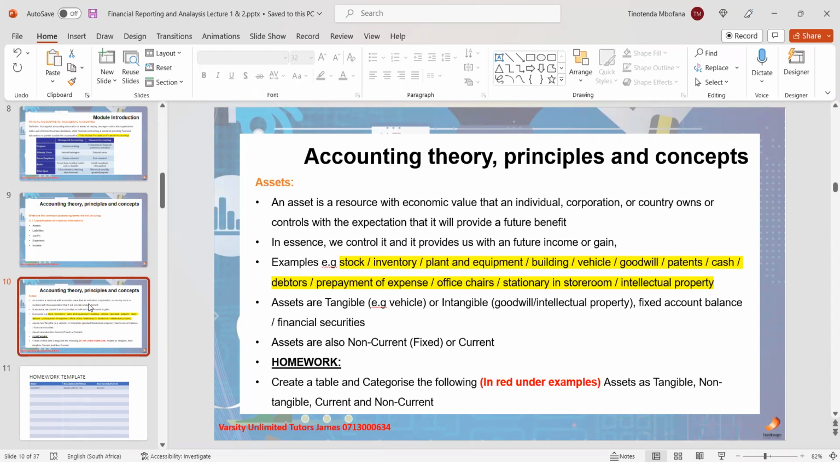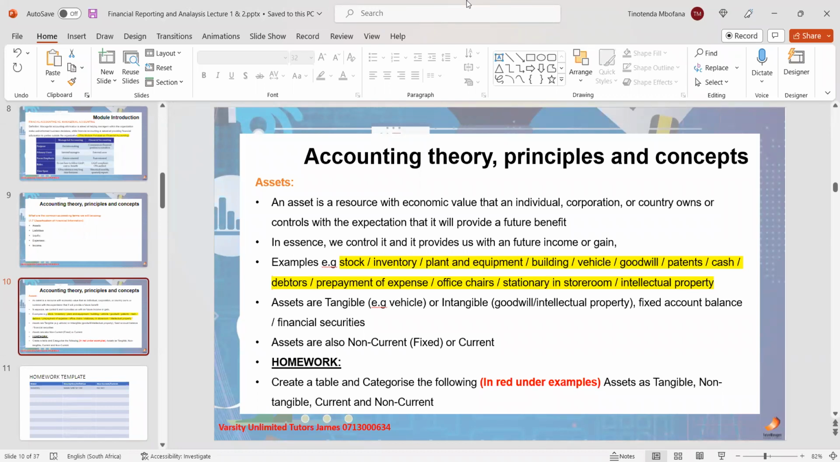It is fixed. You cannot easily change or reduce the value of a building, right? Whereas a current asset, you can easily change the value of. What do I mean by that? If you have an asset whose value is constantly changing within a year, it's called a current asset.